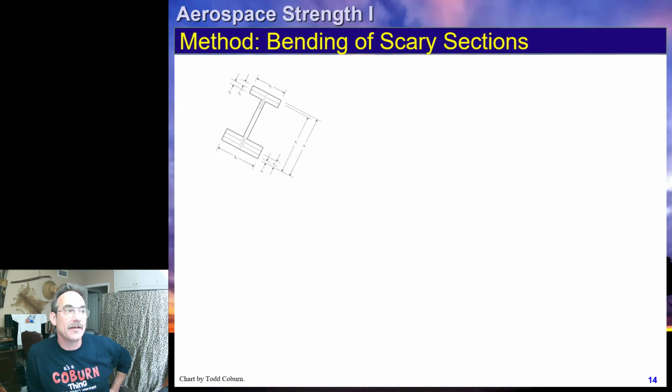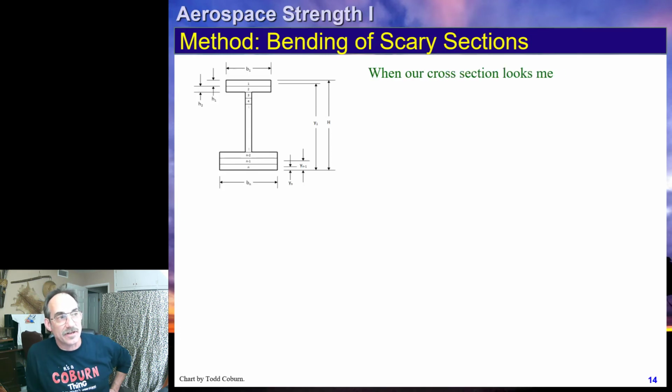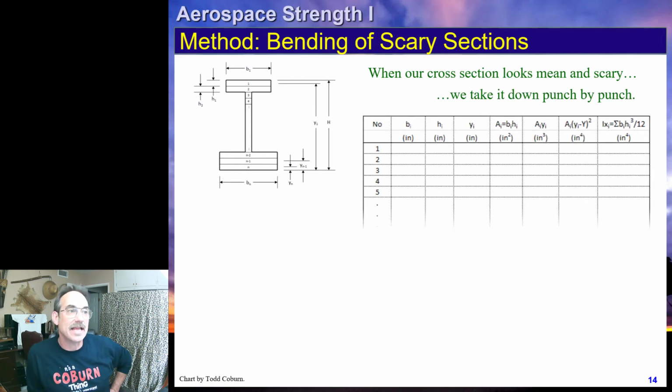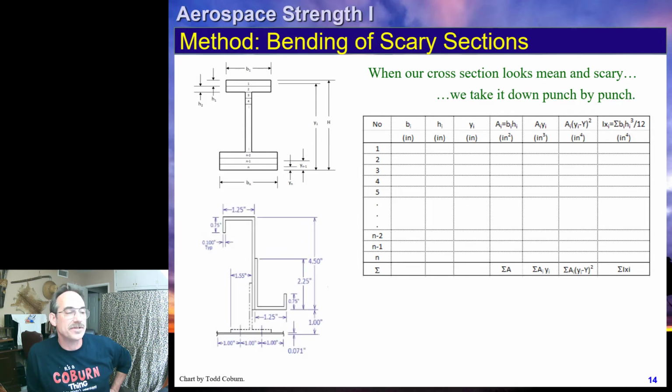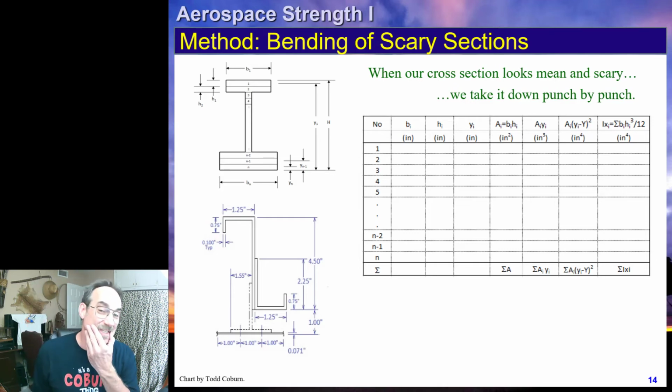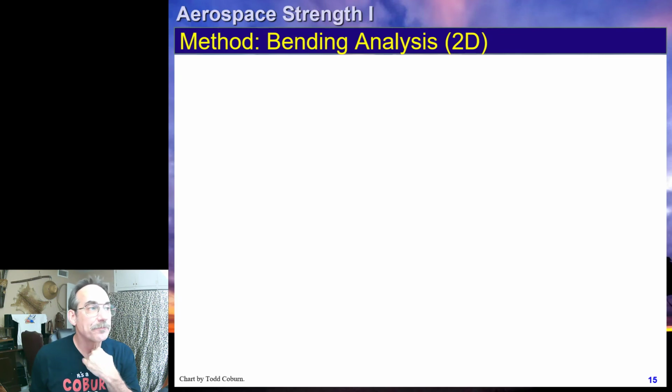Okay. Now if we have a section that looks scary, all we have to do is lay out our table and put in each width, each height, each y bar, and then calculate once we've broken it up into strips. This is a typical frame section. This is a typical I section. Both of these are commonly encountered, and you can do it by just constructing a simple table like this.